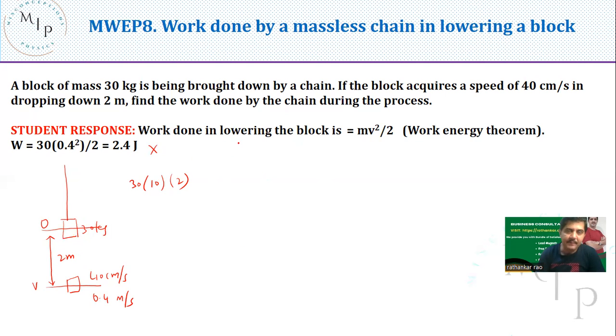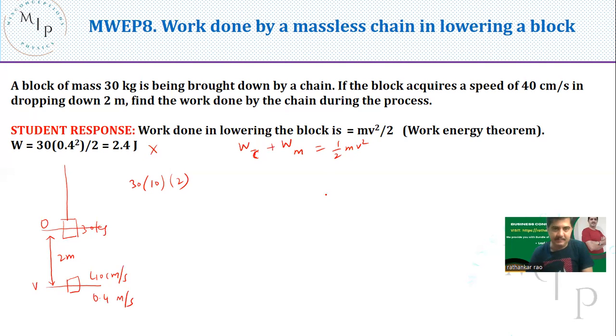So actually speaking, the work done by the chain plus the work done by the mass should be equal to half m v squared. This is how you have to use it, but we did not use it like this.